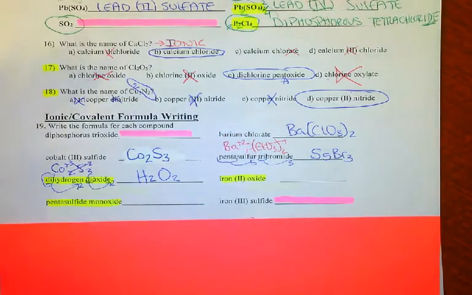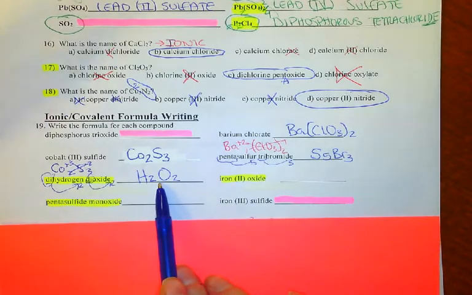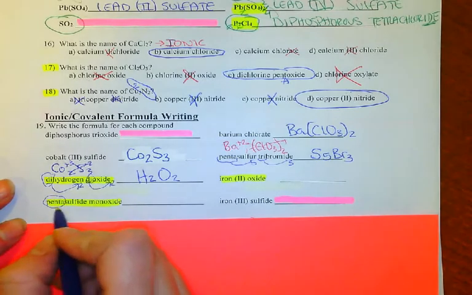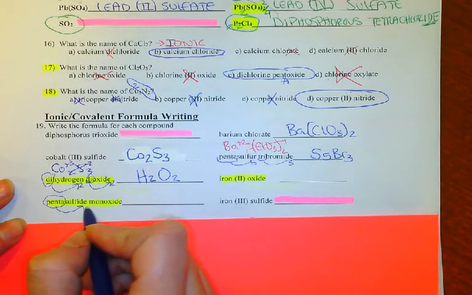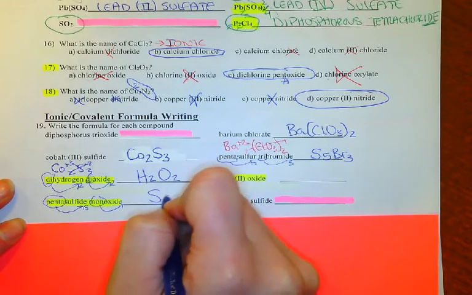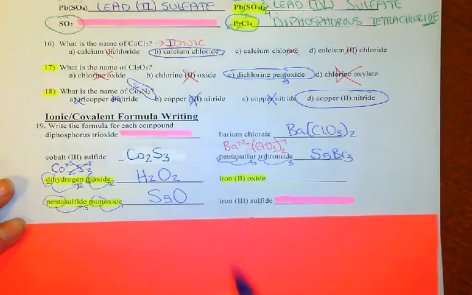H2O2. I do not reduce covalence. Okay? If something is ionic, we reduce it. If something is covalent, you just translate. We do not reduce. So looking over here, penta, I'm just going to translate because it's a prefix. So pentasulfide means 5 sulfurs. Monoxide means 1 oxygen. So S5O.